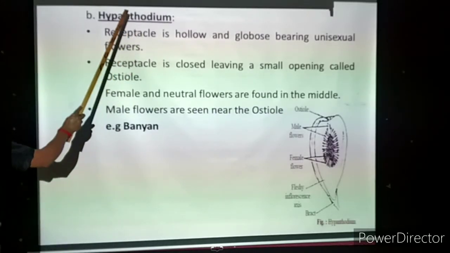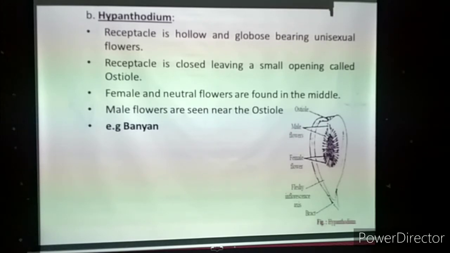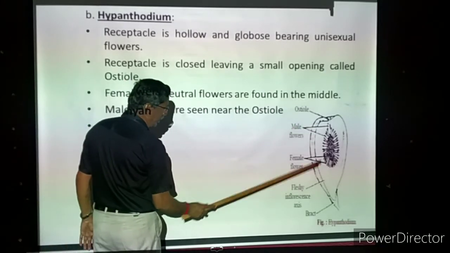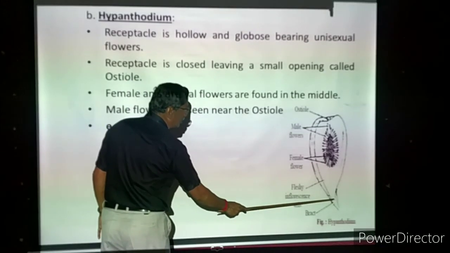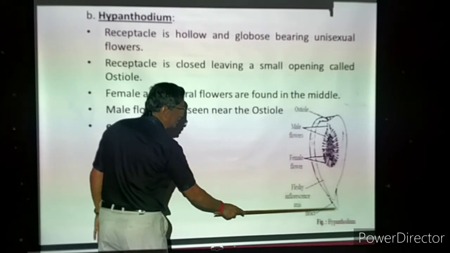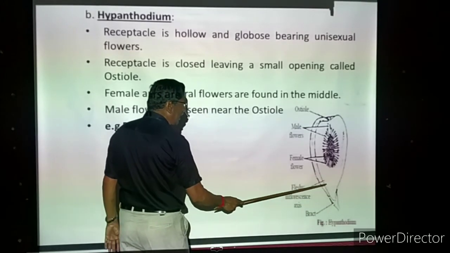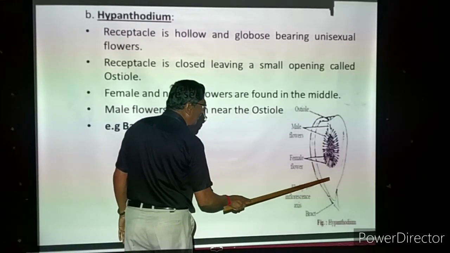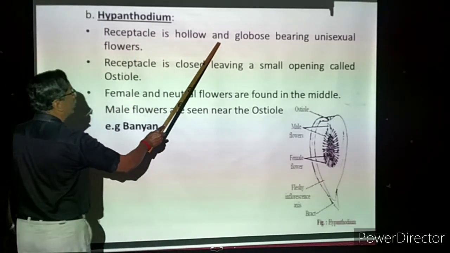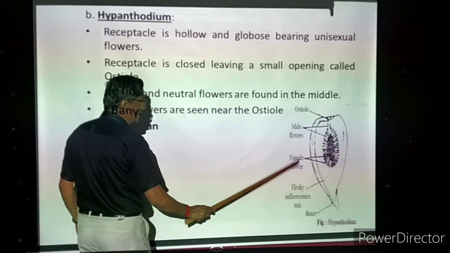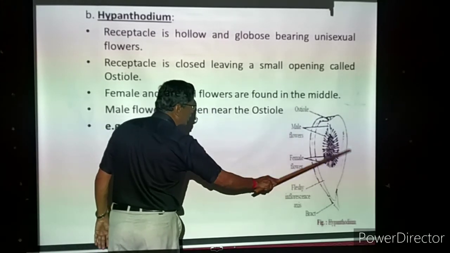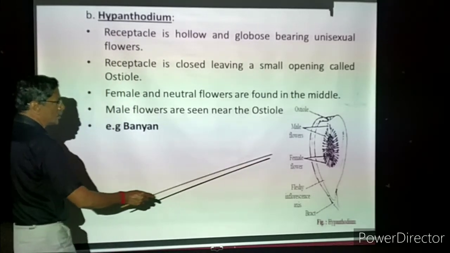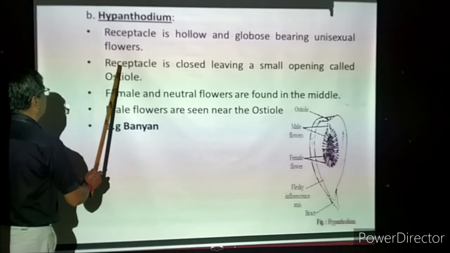Now we are coming to the next type, Hypanthodium. Now the receptacle is hollow. Now it is an inverted one. Now this is a hollow receptacle. This is a bract, you can say that. Now here the receptacle is present. The bract is forming a cup-like structure, but it is having a wide cavity. The receptacle is hollow and globose. Globose means slightly oval. Now if you take it fully also, it is slightly oval. Globose, bearing unisexual flowers. Here also the flowers will be unisexual.